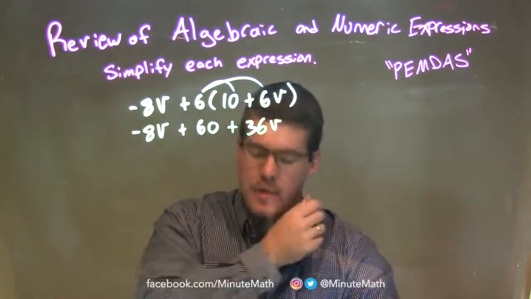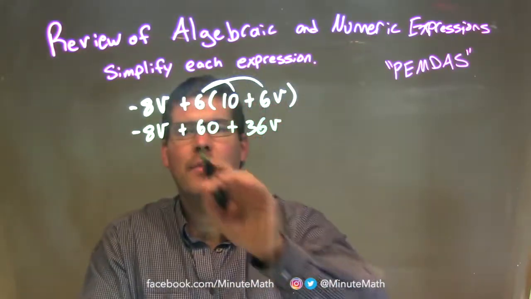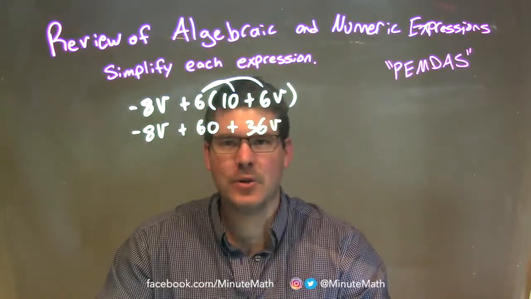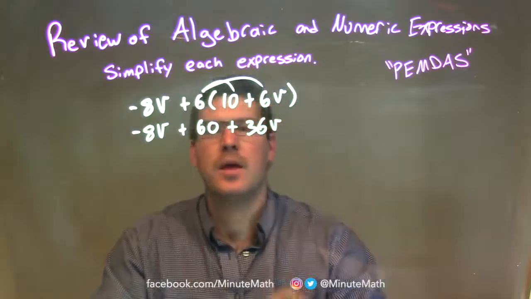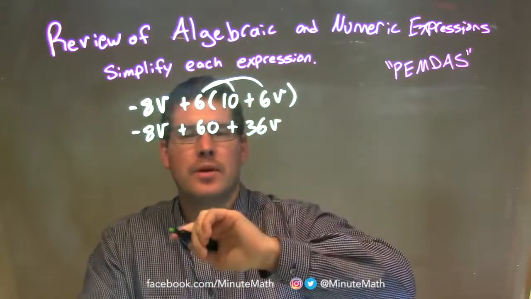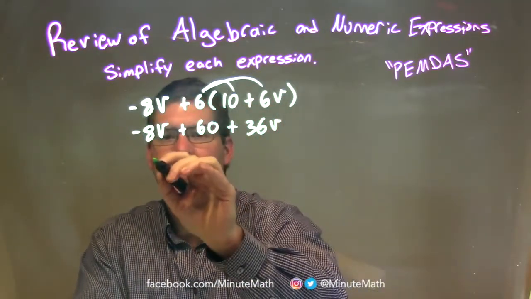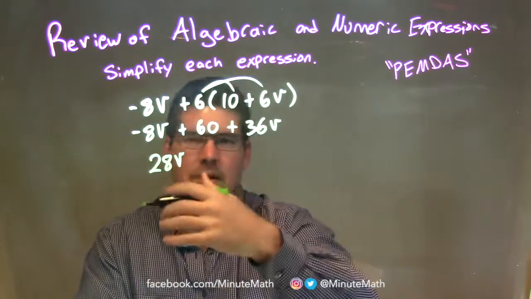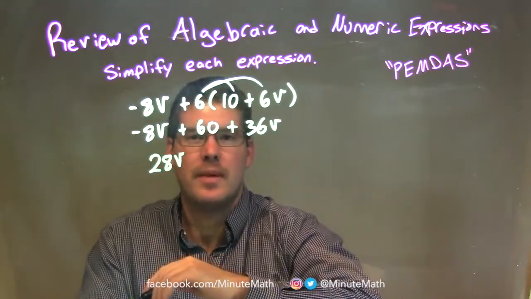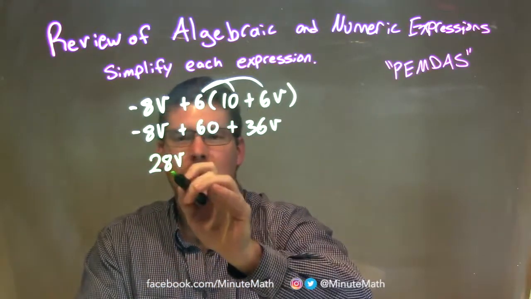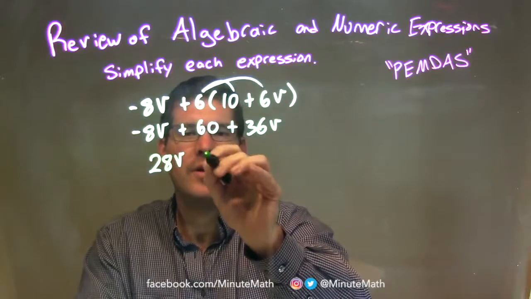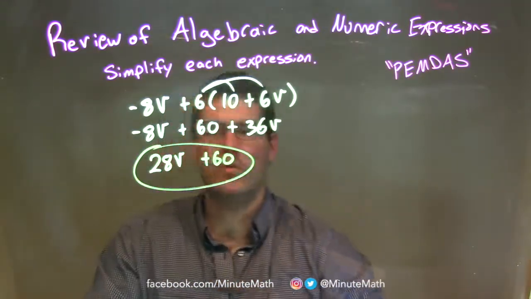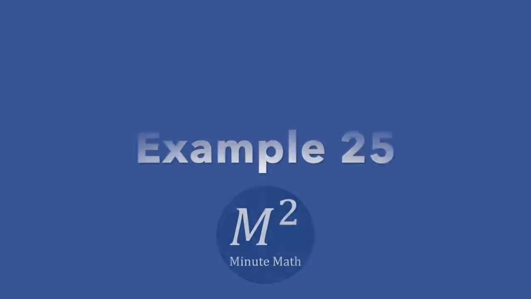So now I want to combine my like terms here. I have my negative 8v and positive 36v that are both like terms. 60 is the only number there. So when I combine negative 8v plus 36v, that comes out to be a positive 28v. So 36 minus 8 in a sense, if you think like that, is a positive 28. So 36v and negative 8v come together to be a 28v. I bring down the 60, and there we have it. Our final answer here is just 28v plus 60.